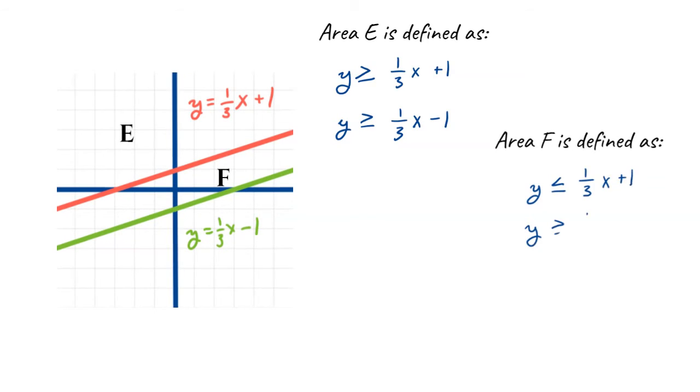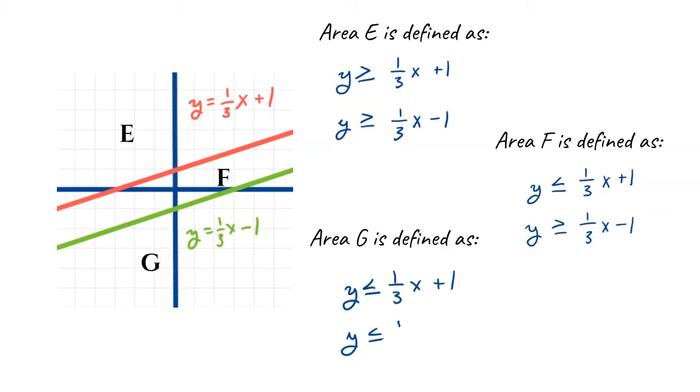Now, in between the two lines, we're going to have a section that is less than or equal to the red line, but then we also have greater than or equal to the green line because we have points above that. Now, area G, both of those lines are above that area. So area G is below both of the lines. So it is going to be defined as being less than or equal to both the red and the green line.